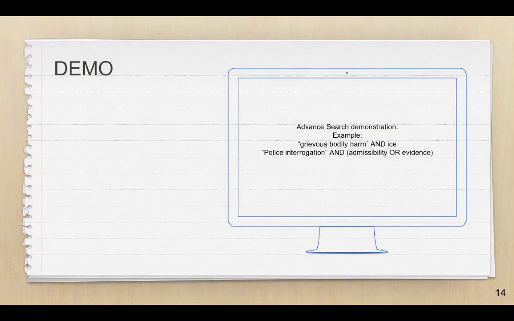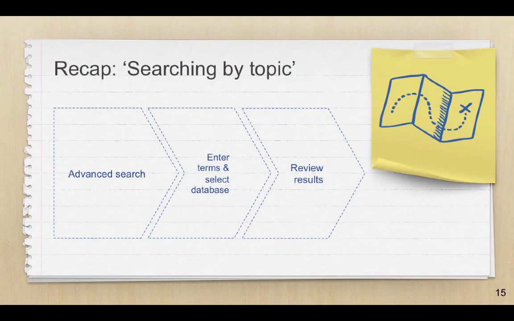Now you might want to give the second search phrase a try, or something of your own, to have a look and practice with the advanced search option. Just to recap, searching by topic, so we want to go to that main search bar and then select advanced search, enter our search terms, refine our dates and select our database, and then review our results and have a look through those.